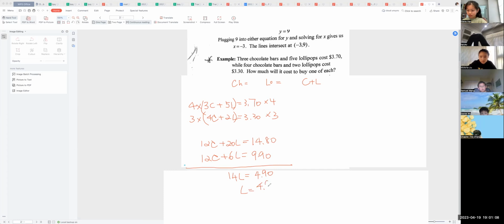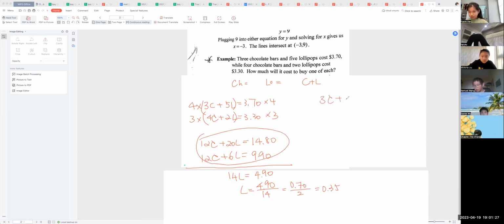So 4.90 over 14. So divide by 7, divide by 2. So 0.7 divided by 2. So the answer is 0.35. So lollipop is 0.35. So back to the original one. Don't go with this one, okay? Because this one makes the number really big.